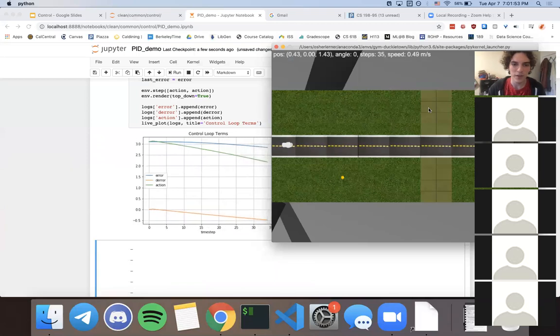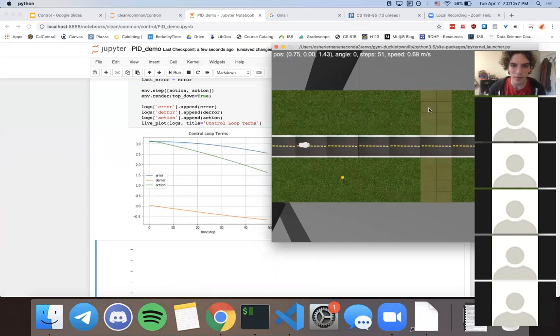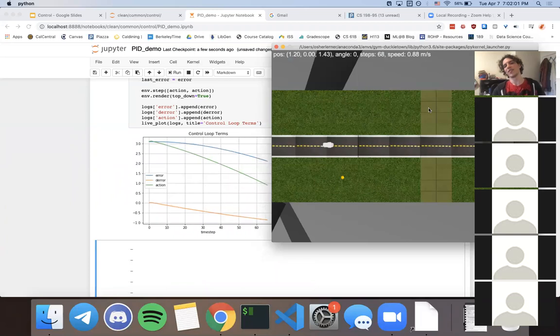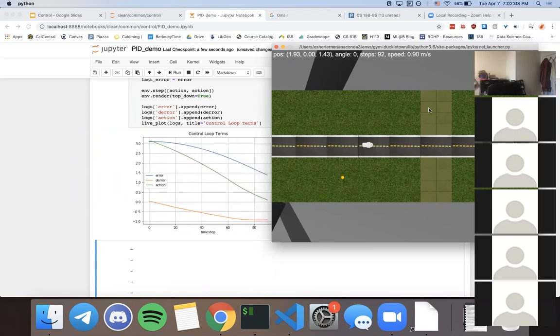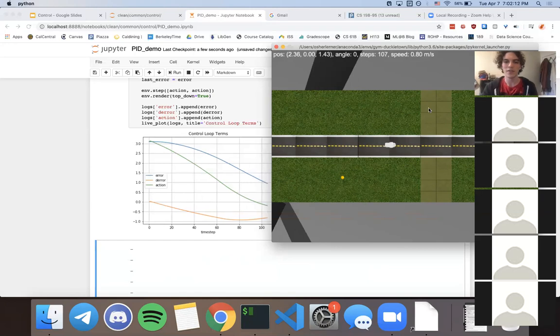Hopefully this plot makes sense. I've been reading a lot, so I know what's going on, but let me know if you have any questions about what's happening on screen. This is also pretty slow frame rate for some reason. My computer is not having it.